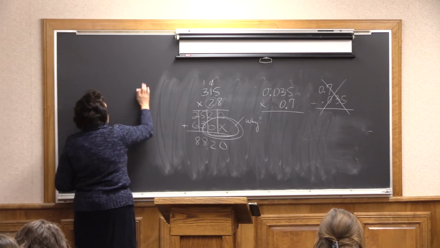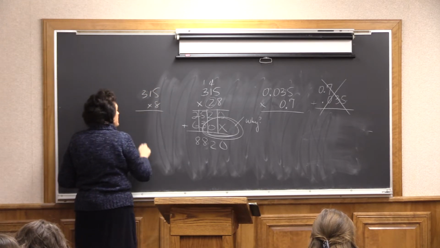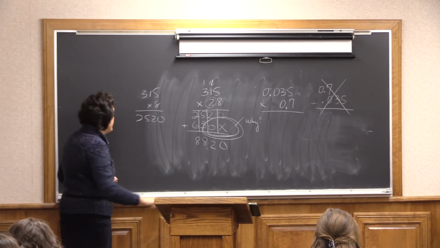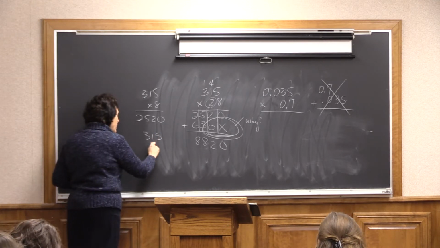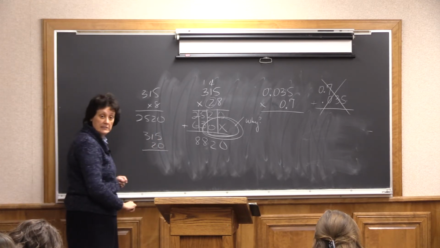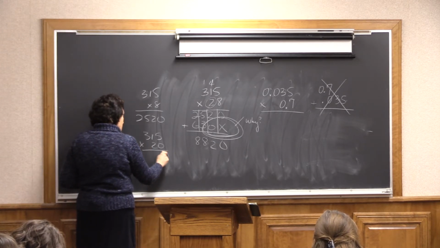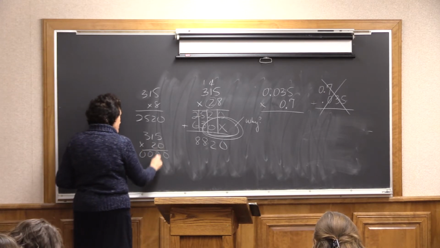Essentially, what I'm doing here is I am multiplying by the 8, right? And then I'm multiplying by 2. No, I'm multiplying by 20. So then I am getting 0. I have to start here.